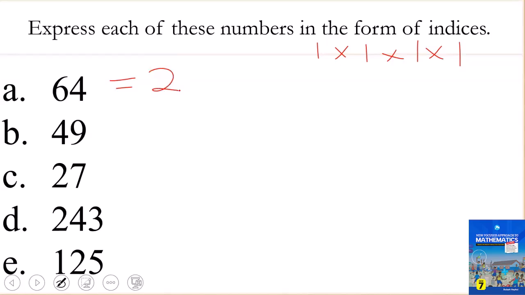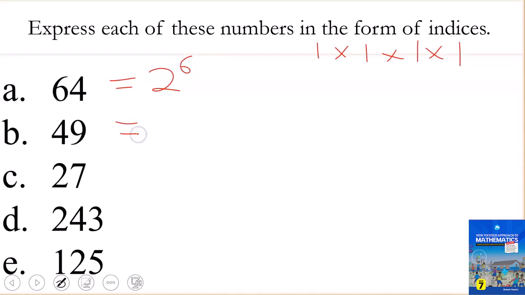Then 2 times what? I know 2 times 2 will give me 4, times 2 will give me 8, times 2 will give me 16, times 2 will give me 32, times 2 will give me 64. So I can say 2 to the power 6, or 2 exponent 6. That means 2 multiplied by itself 6 times will give me 64.